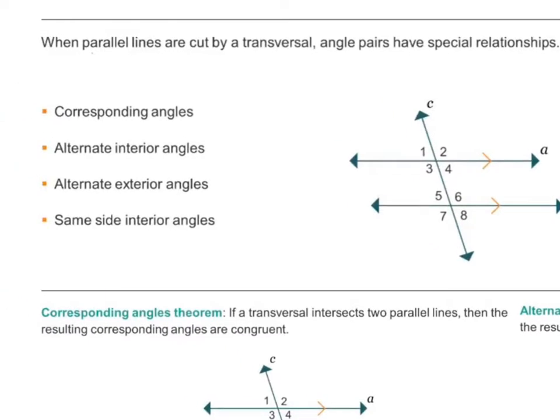We get what are called corresponding angles, which are angles that are in the same position. Angles 1 and 5 would be corresponding angles. They're in the top left corner of each intersection point. Angles 2 and 6 would be corresponding angles. They're in the upper right. Angles 3 and 7 would be corresponding angles, and then 4 and 8.